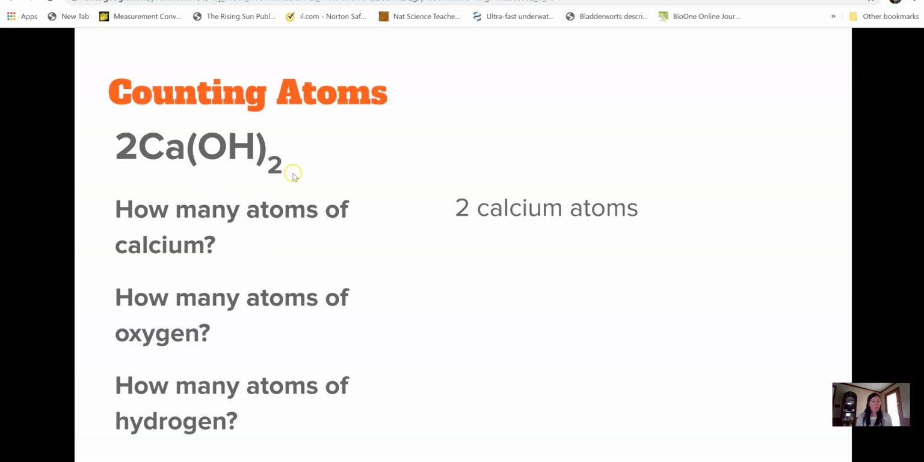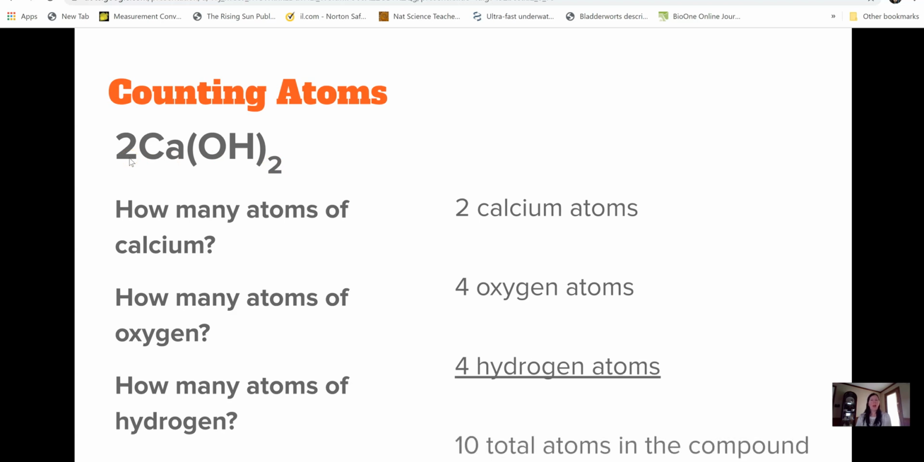So we've got 2 oxygen here and a 2 here, so we're going to multiply, that would be 4. Okay, we're going to do the same with the hydrogen because we know that we've got 2 OHs, so there are 2 hydrogen. 2 times 2 is 4. So 4 plus 4 plus 2, we've got 10 atoms in this compound. 2 calcium, 4 oxygen, and 4 hydrogen. So that's as difficult as it gets.